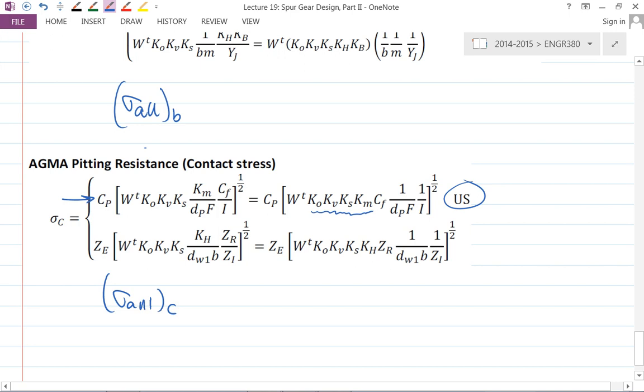Okay. So I'll start using the AGMA in the next lecture. I should probably be going pretty quick. There are so many factors there.